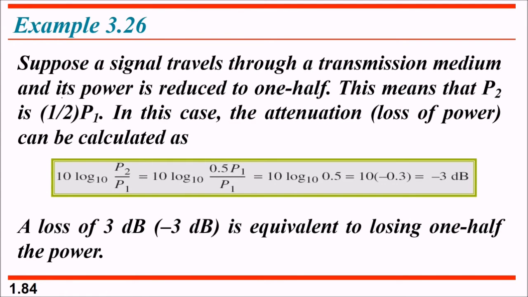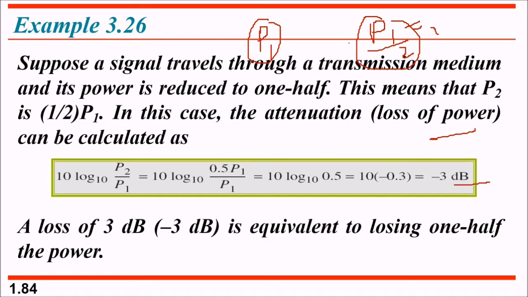For example, suppose a signal travels through a transmission medium and its power is reduced to 1/2. That means first it was P1, then it became P1 by 2. This means that P2 is half of P1. So the attenuation or loss of power can be calculated in dB.